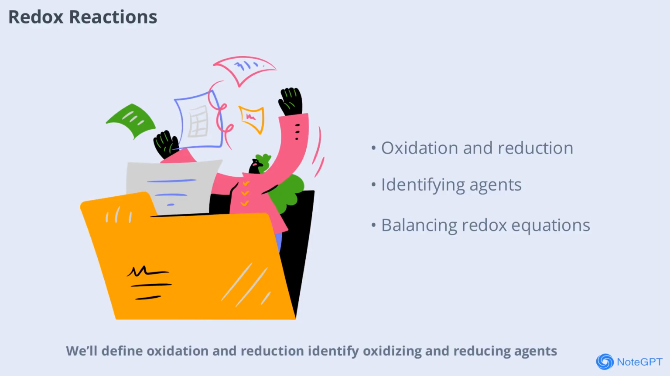We'll define oxidation and reduction, identify oxidizing and reducing agents, and balance redox equations using the ion-electron method. Mastering redox reactions is essential for understanding electrochemical cells and many biological processes.